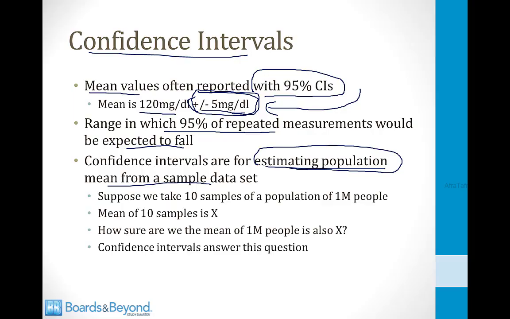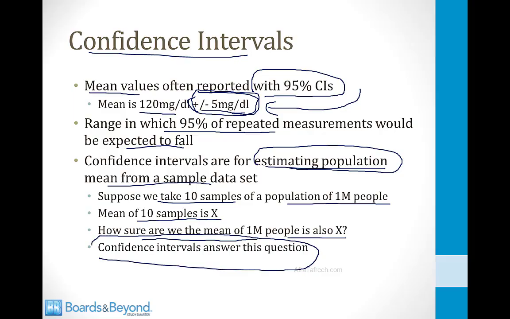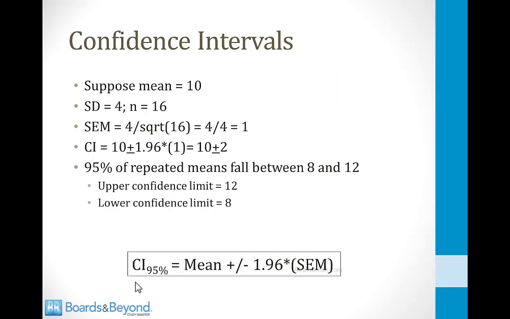So just to make this clear, suppose we take 10 samples of a population in the world that's represented by 1 million people. The mean of our 10 samples is X. How sure are we that the mean of the 1 million people is also X? The confidence intervals are what help us answer this question. So this is the equation for the 95% confidence interval down here on the bottom of the screen. It's equal to the mean value plus or minus 1.96 times the standard error of the mean.